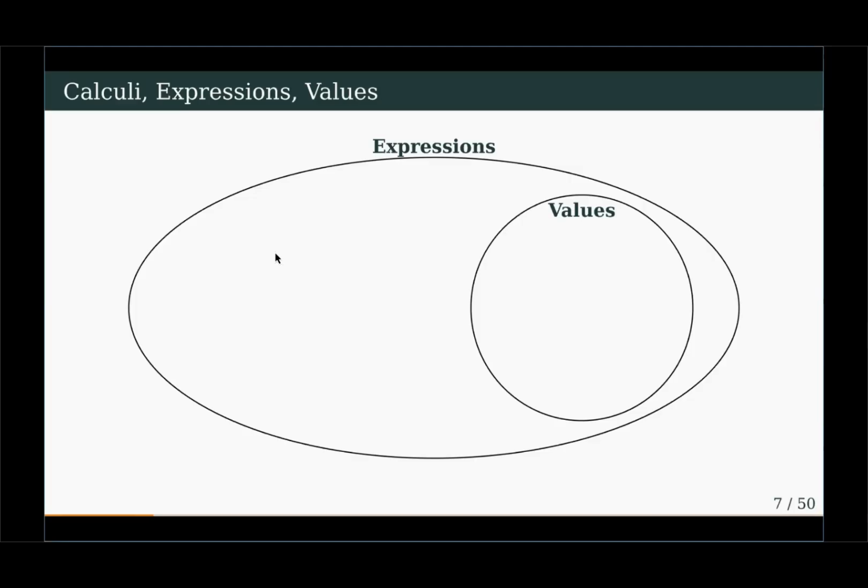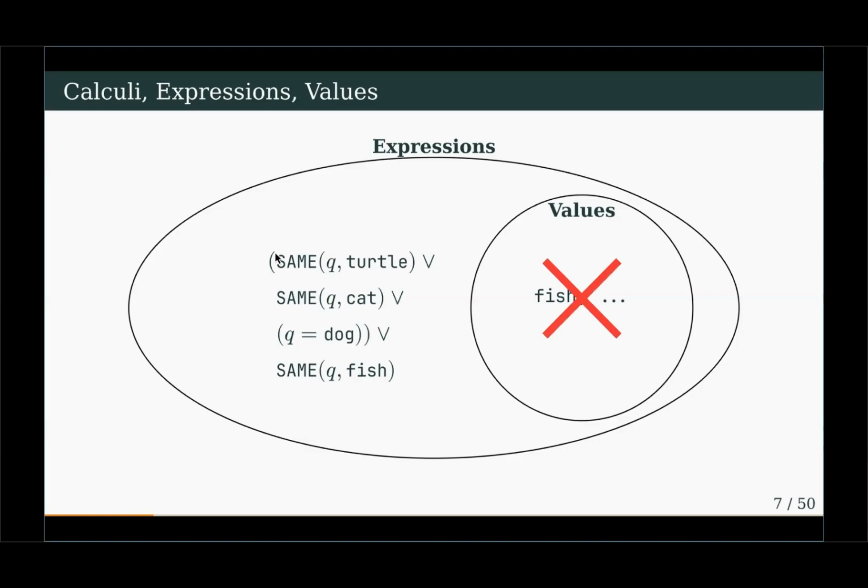So I want to think about what that looks like for a logic programming language. What does a calculus look like for logic programming? So we'll say our expressions are these logical formulas. So here's one expression that we saw earlier. And when you think about what the values would then be, you might say, oh, it's those answers we gave out of order, like fish, and so on. But that's not even a subset of the expressions, so that can't be our value.